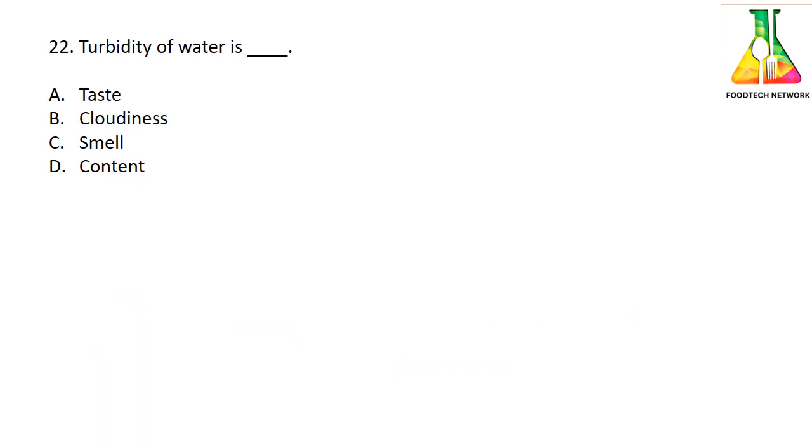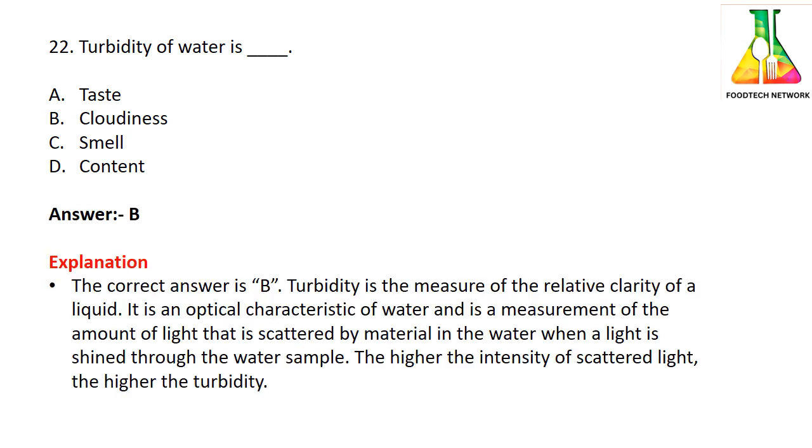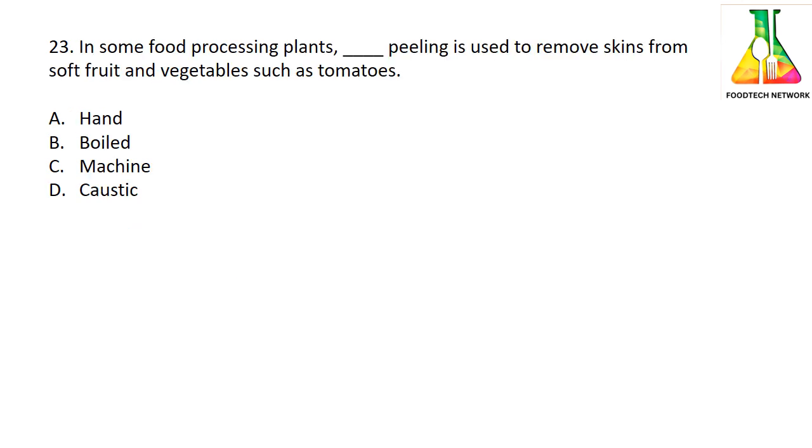Question number 22. Turbidity of water is dash. Option A taste, option B cloudiness, option C smell, and option D content. Option B, that is cloudiness. Turbidity is usually the measure of the relative clarity of the liquid, and it is an optical characteristic of water. It is a measurement of the amount of light that is scattered by the material in the water when a light is shined through the water sample. The higher the intensity of scattered light, the higher the turbidity is.